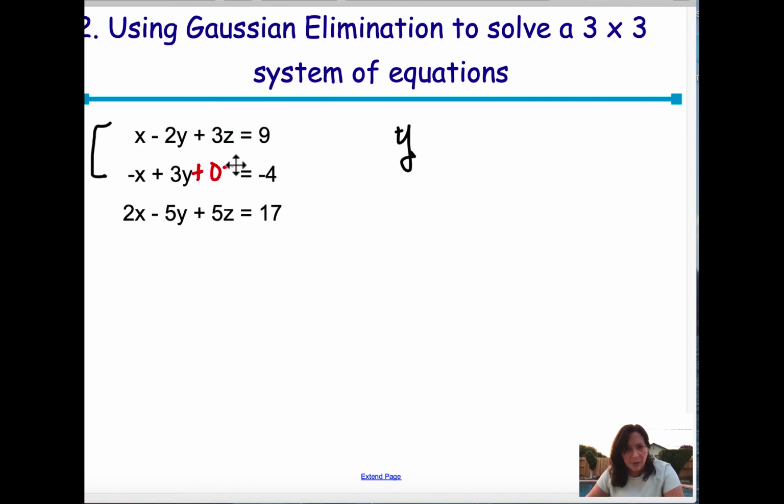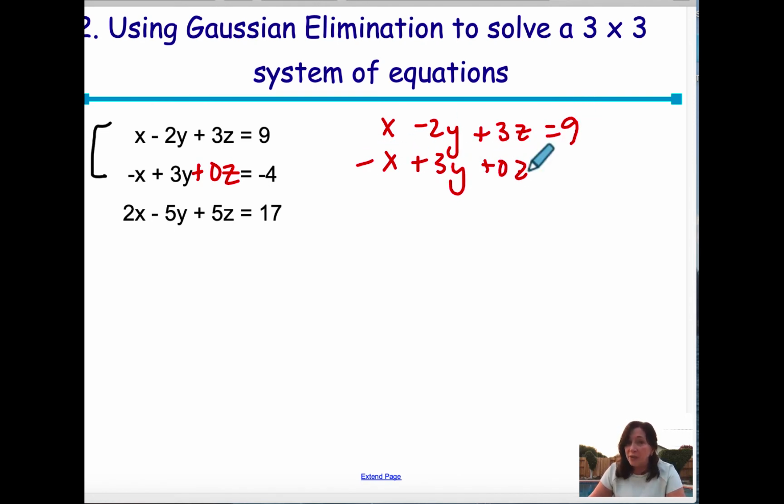Plus no z, okay? So you can put a value there, like a no value, and that might help a little bit. So when you add these two, I'm going to actually just rewrite these. x minus 2y plus 3z equals 9. I have negative x plus 3y plus no z is equal to negative 4. Add these two equations up.